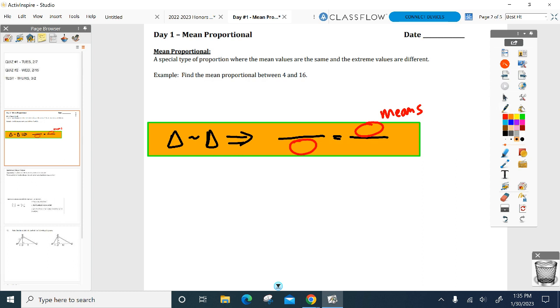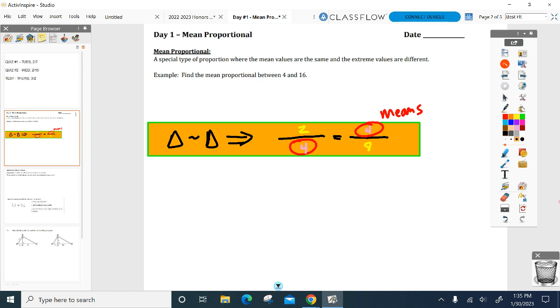So what I'm going to show you today is a special type of proportion, where whatever's in for the means will always be the same, and the extremes will be different. It's called a mean proportional, where the means are always the same and the extremes are different. So let's try one out before I throw them on triangles.